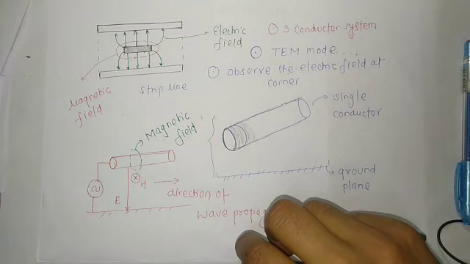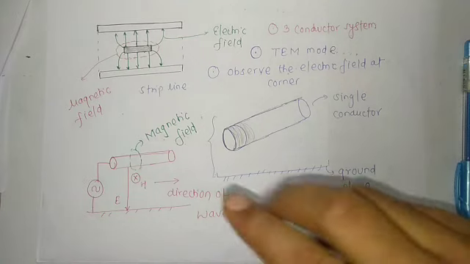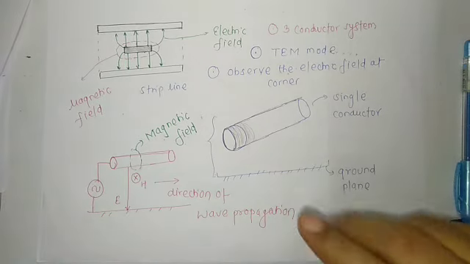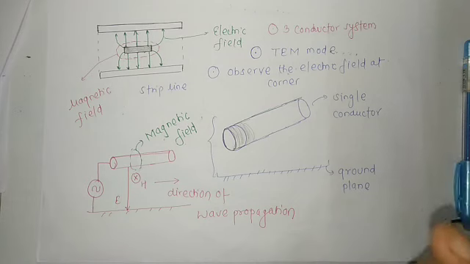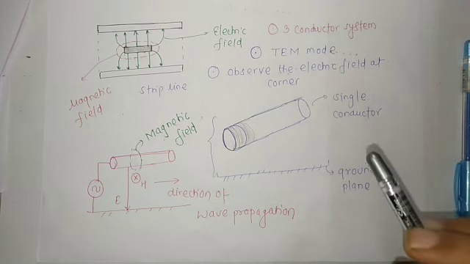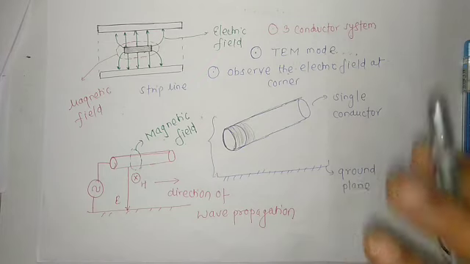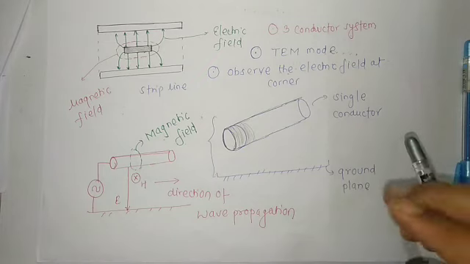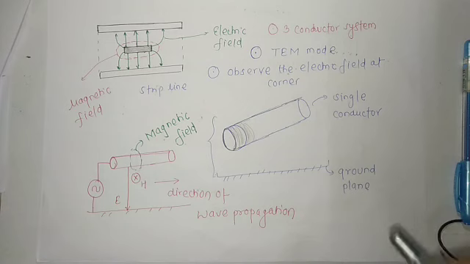Again I am saying that I have given lots of planar structures. This is an assignment for you. Draw the electric field and magnetic field for those planar structures, and in the next class we will study the transit time, skin effect, and primary constants of the transmission line.